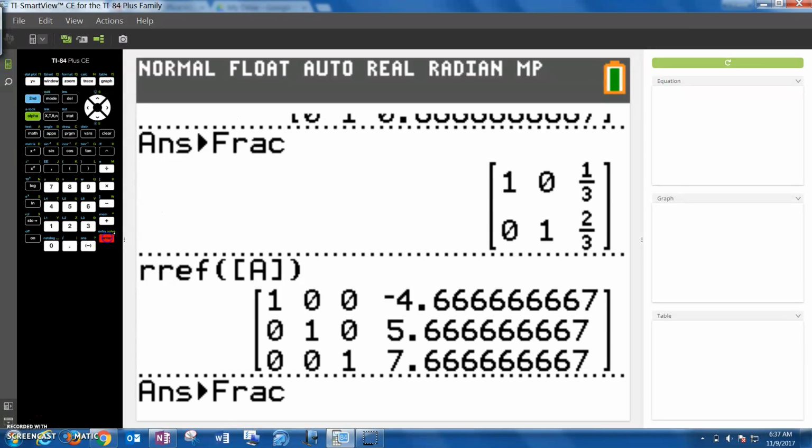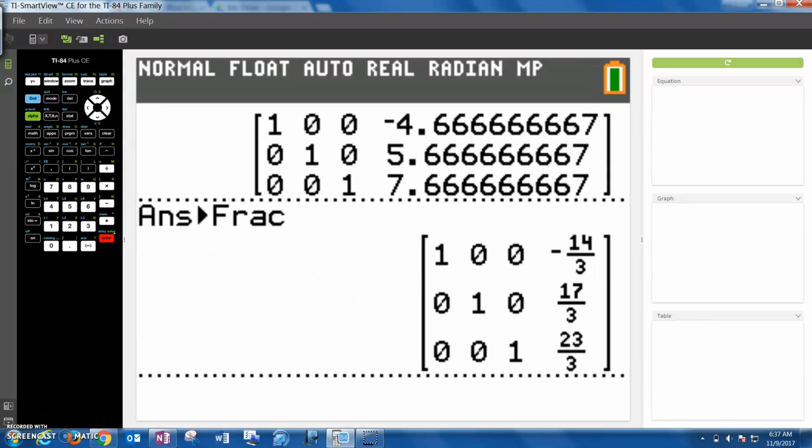So I didn't have to go in and do the whole find RREF again and then find A, because I already did it once, so I can just use it again. And then you get this. And this kind of means the same thing. 1x equals -14/3. 1y equals 17/3. Z equals 23/3. So that's our solution to the matrix.